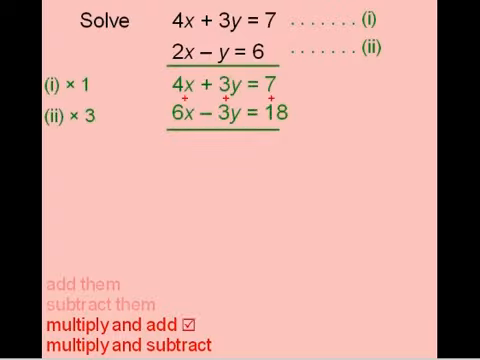So I'm going to start by leaving this one as it is. That's the same as multiplying it by 1. So I get this. I'm going to multiply this one by 3. So I have 6x minus 3y equals 18. Now I can add these 2 together. So adding these 2 together gives me 10x. When I add these 2 together, they disappear. And adding these together gives me 25. Now I can divide by 10 to get x equals 2.5.